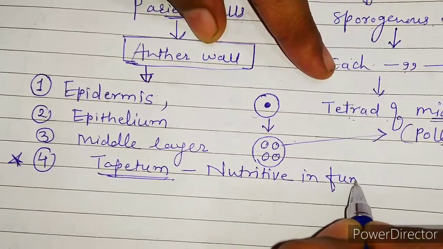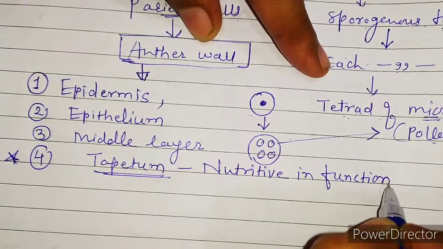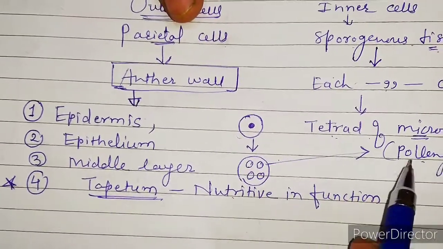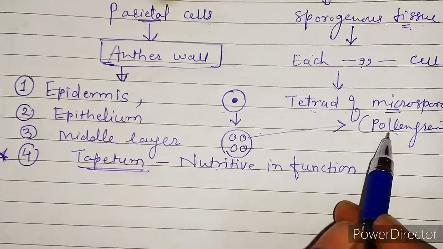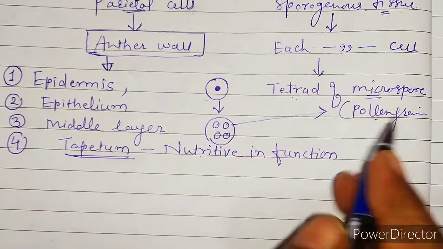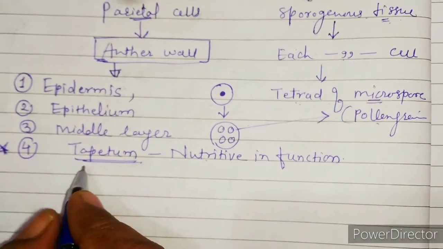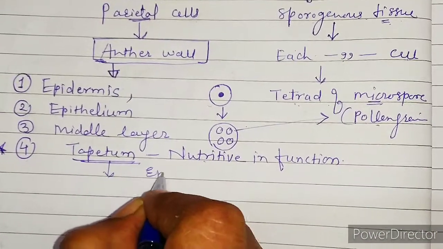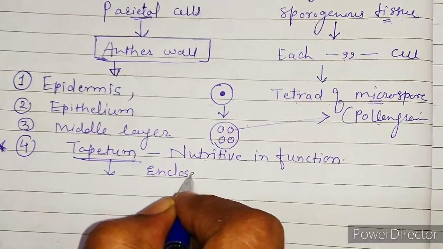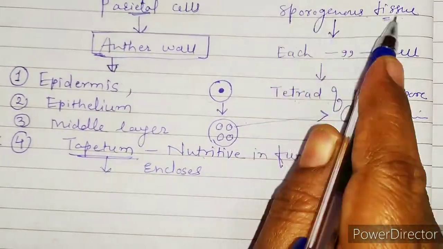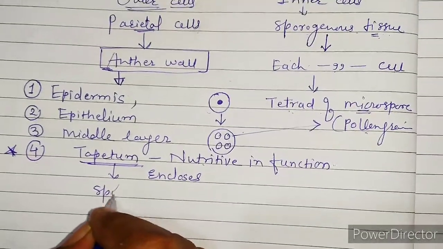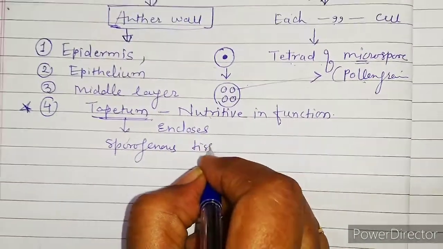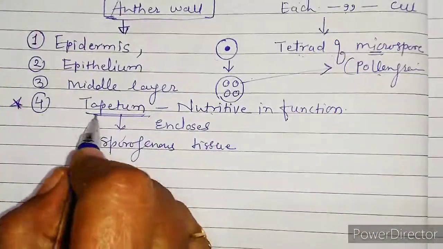So you know nutrition, that is portion. So this tapetum provides nourishment to these developing pollen grains. त्यांना तो अन्न पुरवण्याचं काम करतो. This is the tapetum, and thus the tapetum encloses these sporogenous tissue. So sporogenous tissue is present within the tapetum.